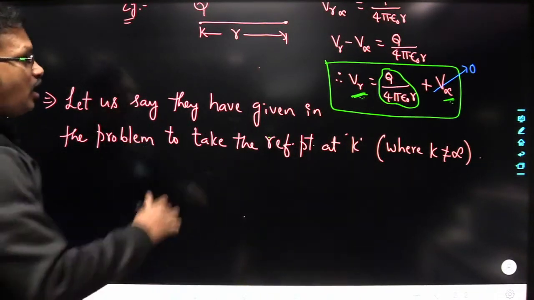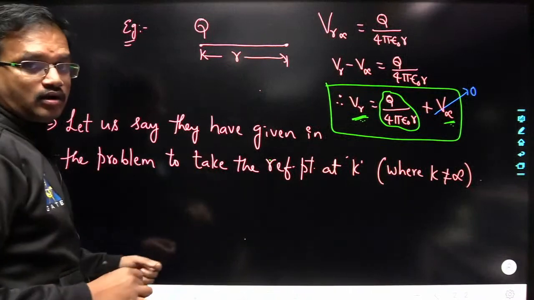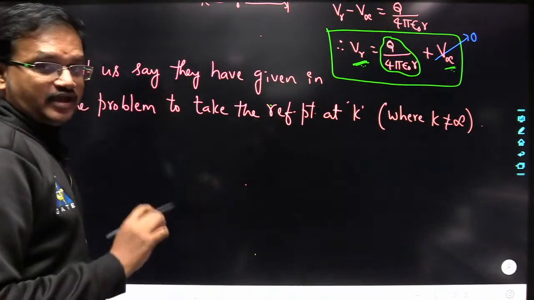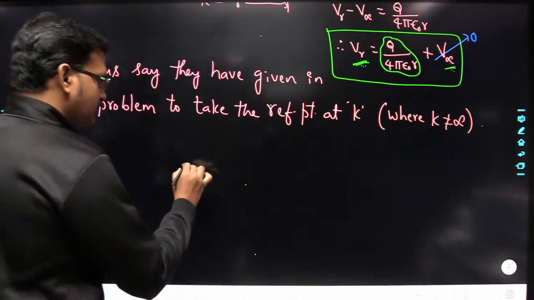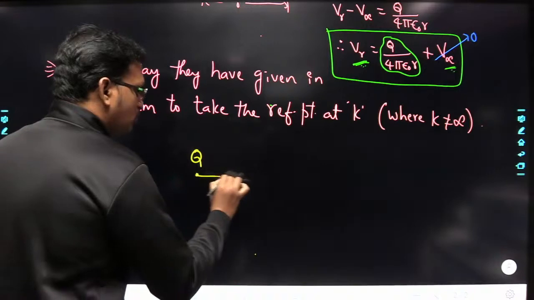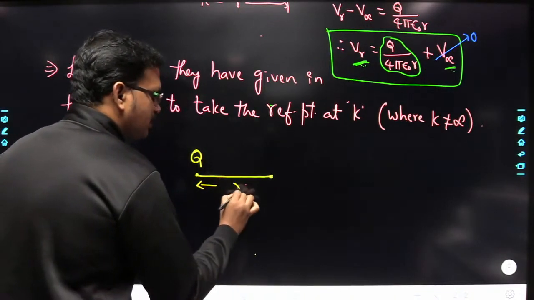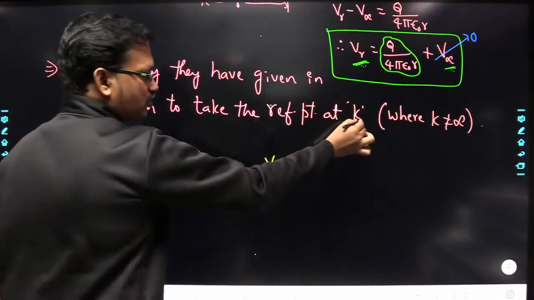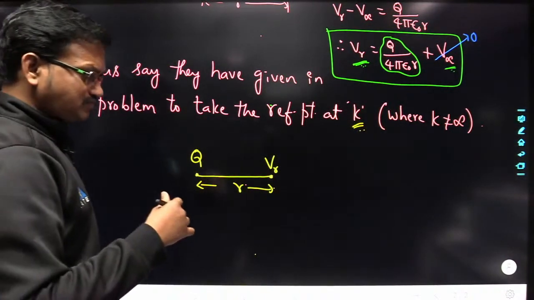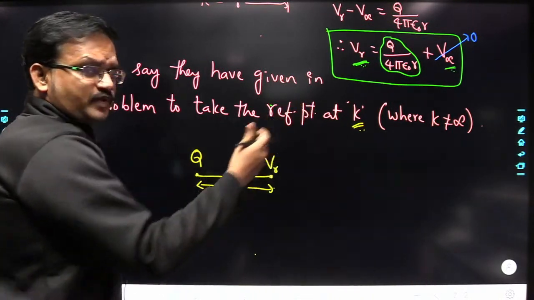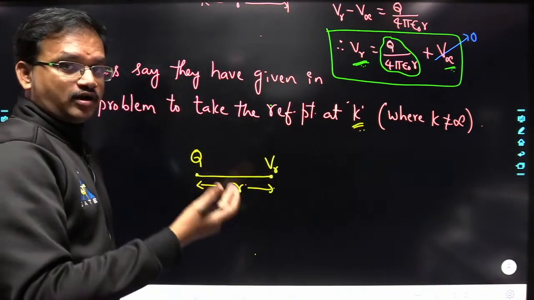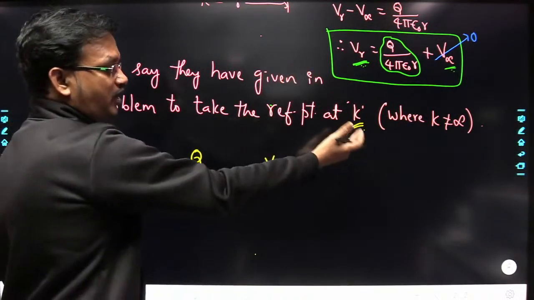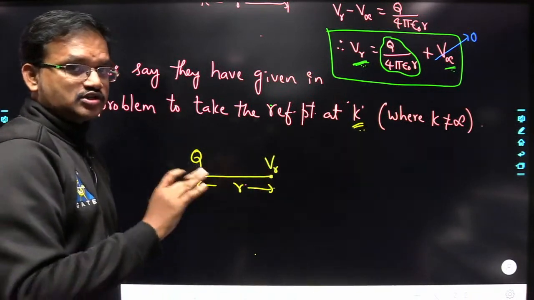So in this case, how do we write the potential at R? Now they are saying that you have to take the reference point at K where K is not equal to infinity. So the potential at R, now the reference point you have to consider as K. So the potential at R with respect to K. That means, as you move a unit positive charge from point K to R, what is the gain in potential? That's what it means.